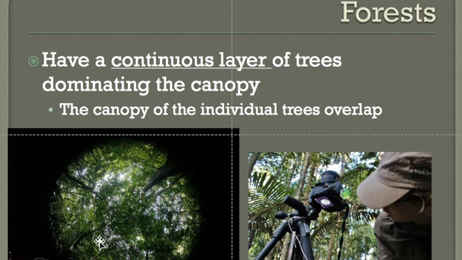But up top, you can't really distinguish where each of those trees begin and where they end. Their leaves are all kind of overlapping. And so this would be considered a continuous canopy layer.